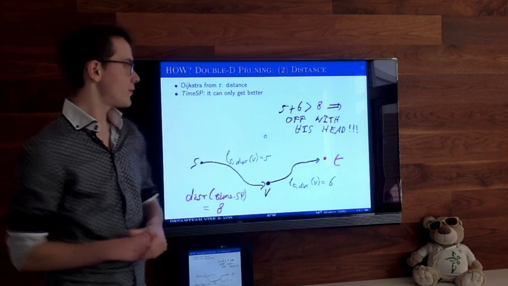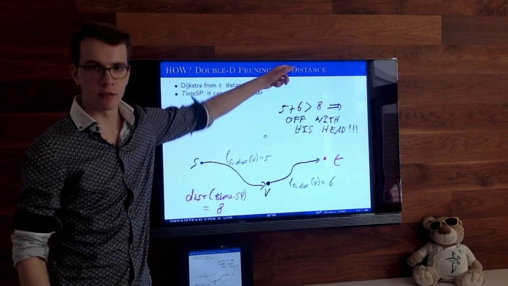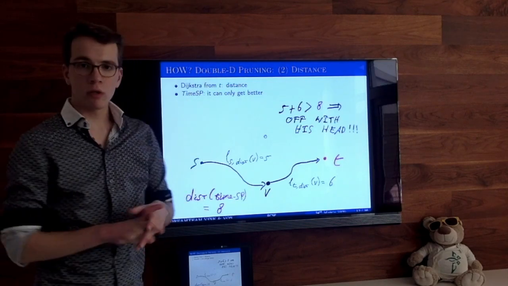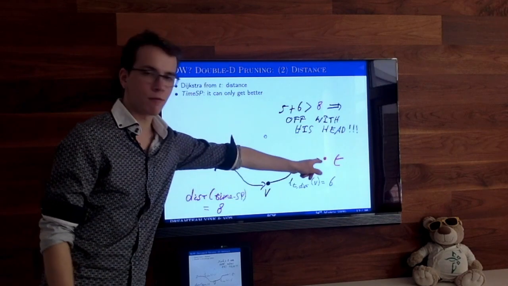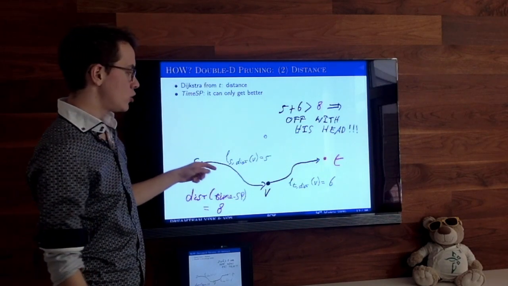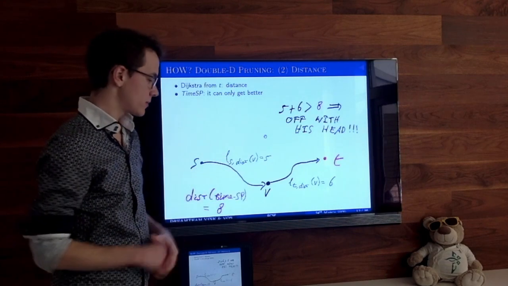Then we also have double Dijkstra pruning on distance. It's again called double Dijkstra because we do Dijkstra from S and from T, so twice. But now we do it for distance.